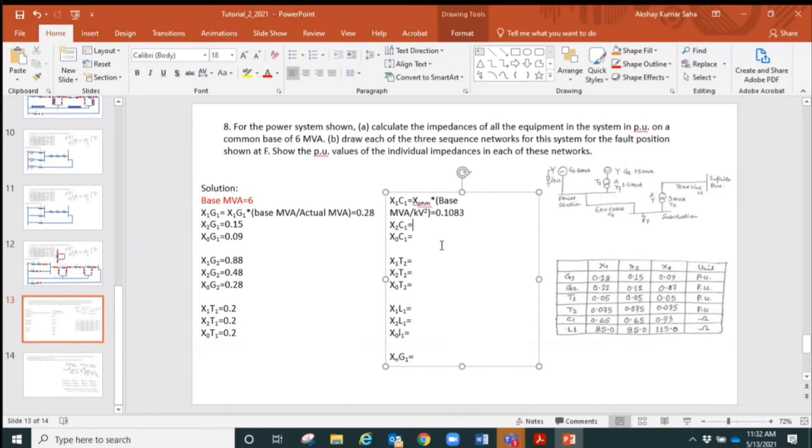It will be the same value as x1 of C1. Yes. And then x0 of C1 is 0.155. Everyone got it? Can we go to calculate the reactances of transformer T2?